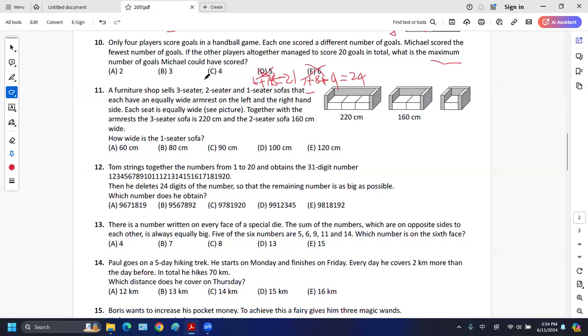C. The smallest numbers could be 5, 6, and 7. But that equals 18. But if we change it to 5, 7, and 8, then that will equal 20. So C would be the answer because 2 and 3 are smaller than 4, but the 4 can already do 20. So B is wrong and A is wrong. C is the answer.